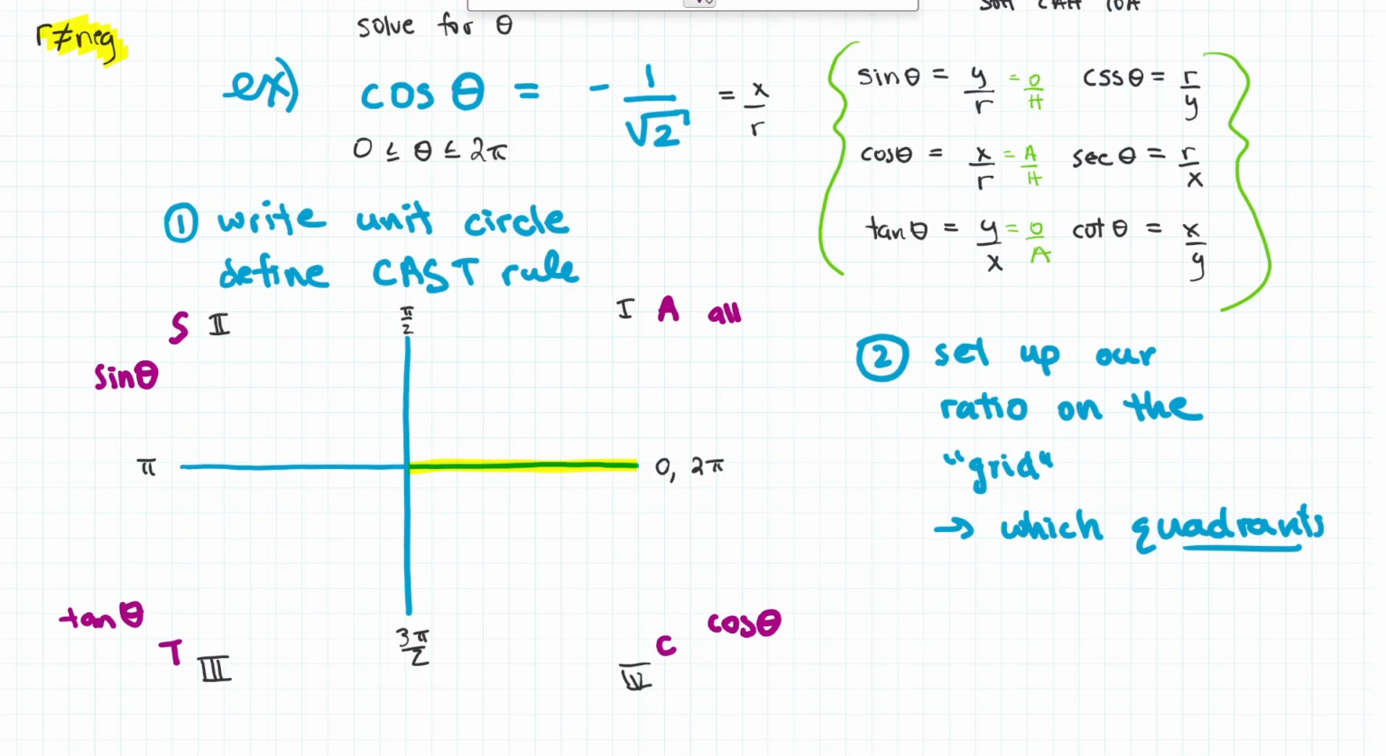Okay, so where are we going to put this on our quadrant? We can see here that we have a negative ratio. So we need to determine where cos is negative. It would be positive in the A quadrant for all and the C quadrant for cos. So that means we need to put it in the 2 quadrants where it would be negative. So we put it here and we put it here.